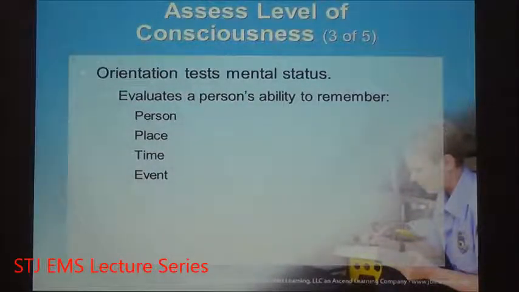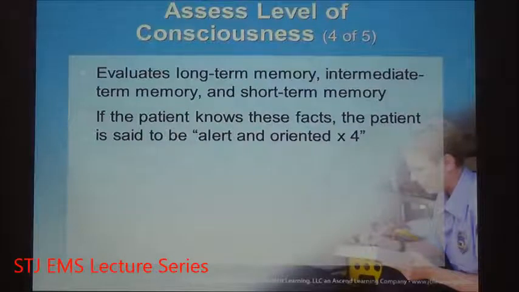A nice tool that we can use is an orientation test that tests their level of mentation. Are they alert to person, place, time, and event? What this does is it takes this into a 3-dimension where you can talk to somebody and get a response. That won't always tell you if there's a change in their mental status. But finding out what their long-term memory is, this is a good tool for that. If they know all these facts, they're known to be alert and oriented times 4.